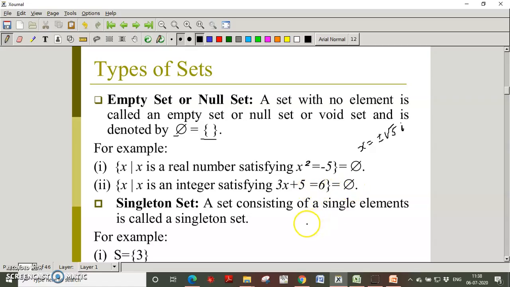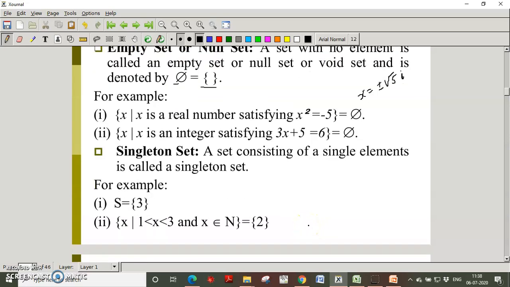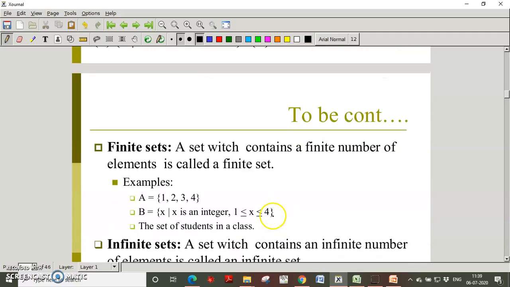Singleton set. A set consisting of a single element is called a singleton set. For example, you can see S equals {3}, which contains only 3. Another example: x such that 1 is less than x is less than 3, meaning x is greater than 1 and less than 3, and x is a natural number, so there is only one element, 2. So this is an example of a singleton set.